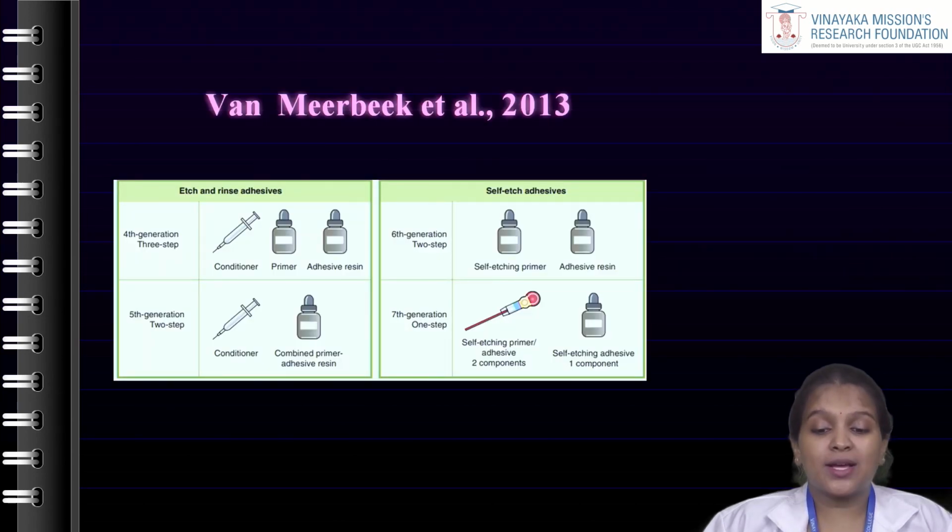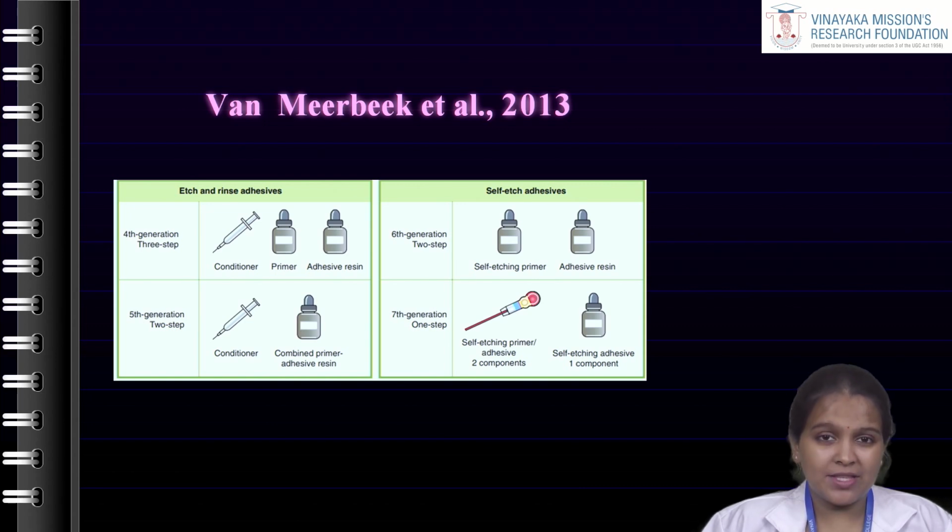Van Meerbeek in 2013 put up this classification of generations from 4th to 7th generation. The 4th and 5th generations constitute the etch-and-rinse adhesives. In the 4th generation, there are 3 steps to be followed. In both the 4th and the 5th generation, a separate etching or conditioning step is done. It is said that a separate conditioning step is required for proper bonding of the resin to enamel. So most commonly, this total-etch or etch-and-rinse technique is more supportive for bonding to enamel. The 4th generation has a separate conditioner, primer and adhesive resin, but the 5th generation combines both primer and adhesive resin, while still having a separate etching step.